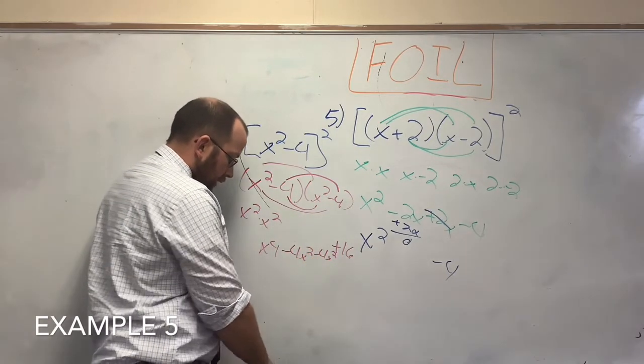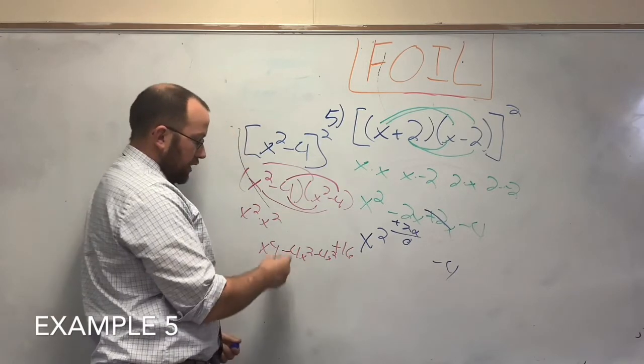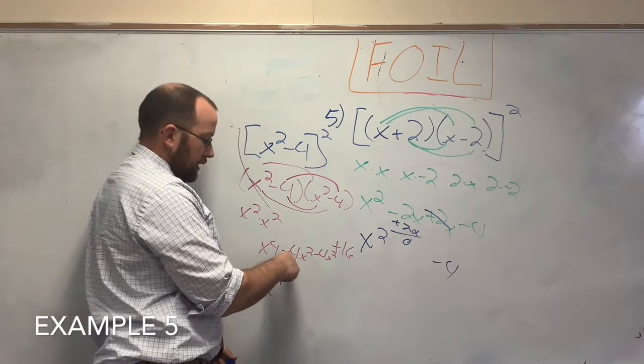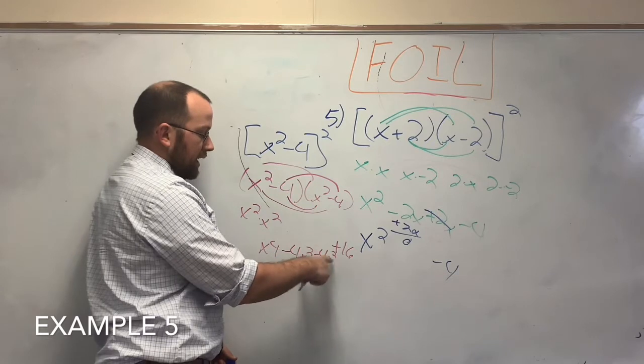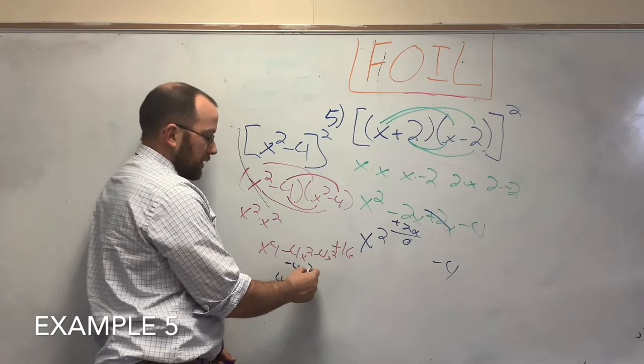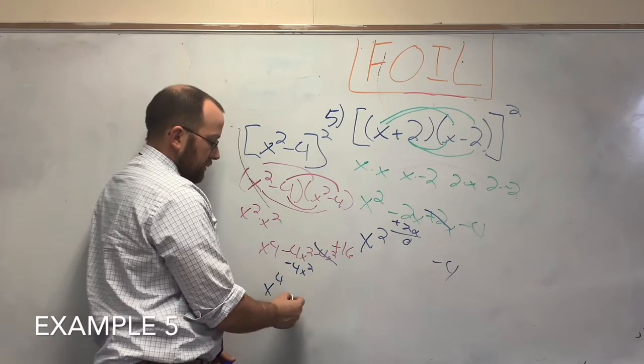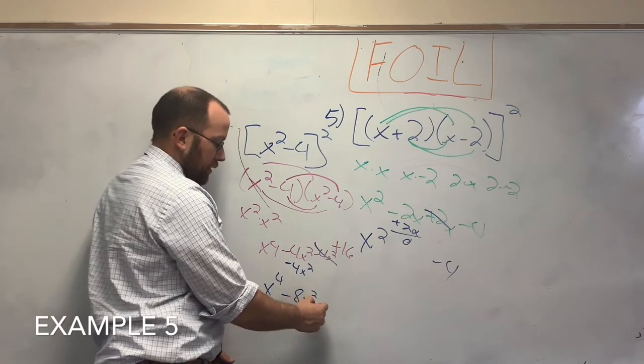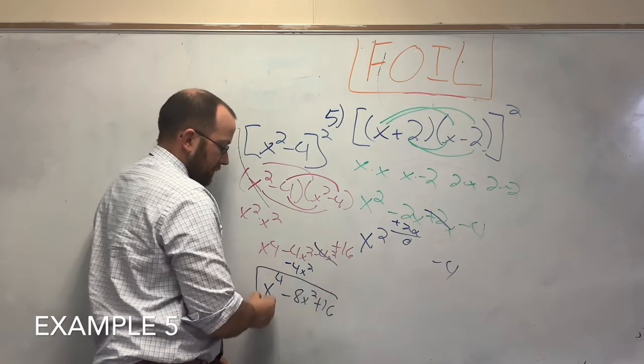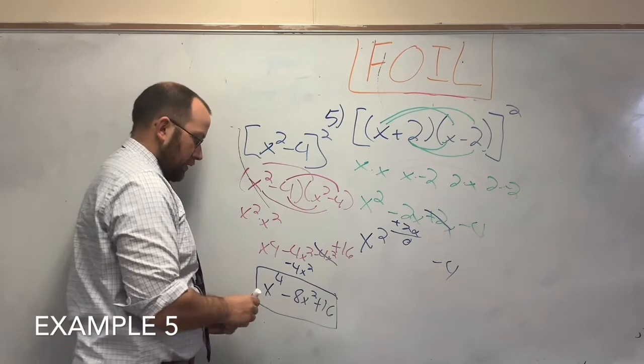So now we combine our like terms. There's nothing that has an x to the 4th. So that's an x squared and that's an x squared. So negative 4x squared and negative 4x squared gives me negative 8x squared plus 16. And that is your answer there.